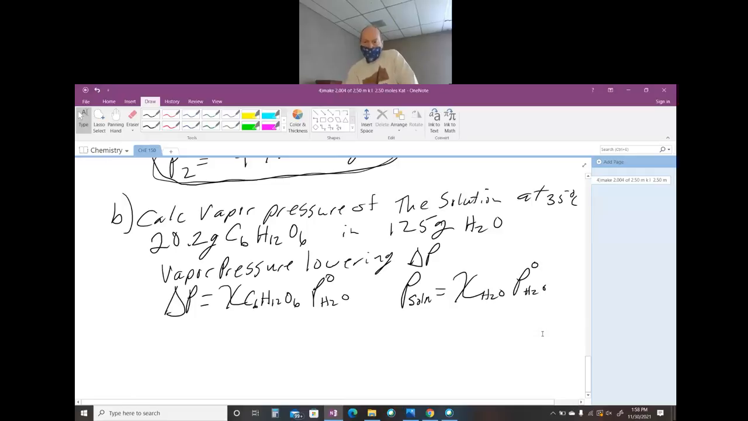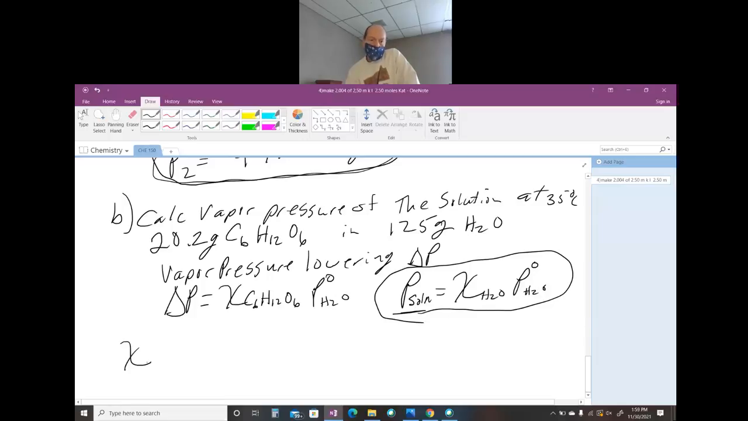So in part B, it asks for the pressure of the solution, so I'm going to use this one. I could calculate delta P and then lower it from the P2, which is what we calculated in A. That would give you the exact same answer. I'm going to use this one because it's going to go right to my answer and I don't have to do anything else but circle it. So my pressure of this solution is the mole fraction of water.